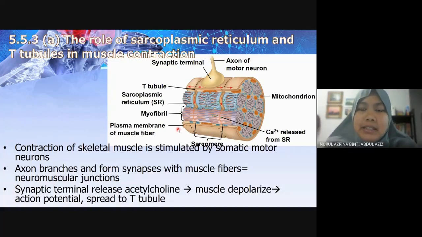Last one is of course ni lah plasma membrane of muscle fiber. So this is the plasma membrane. Okay. Right? So dah kenal all the structure of the muscle fiber. Now we go to the mechanism.